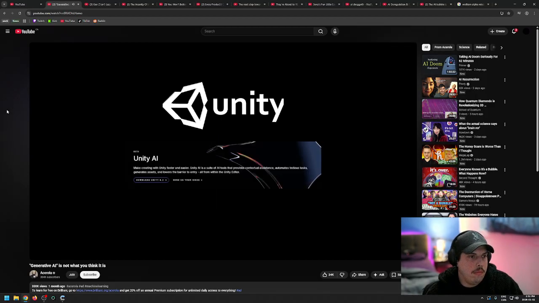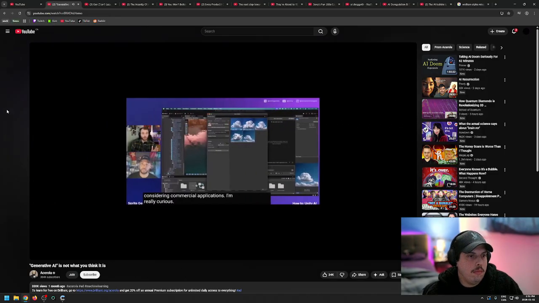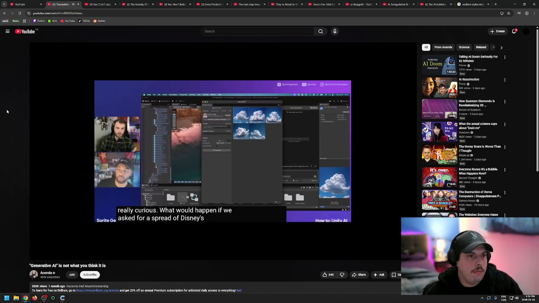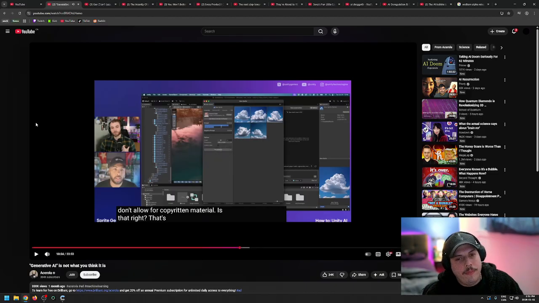Here's a developer of the new Unity AI tools saying they have no control over the generation. What would happen if we asked for a sprite of Disney's Mickey Mouse? So there are, to my understanding, and Manu, you'll know a ton more, there are kind of guardrails that don't allow for copyrighted material. Is that right? But that's, I mean, fuck.